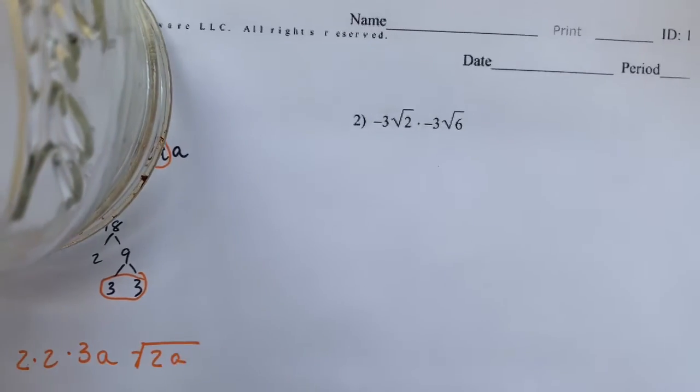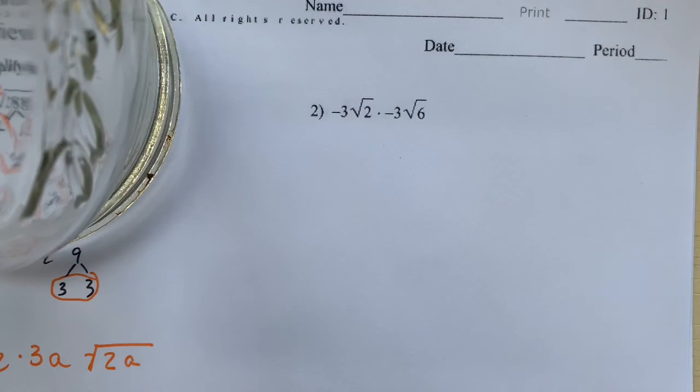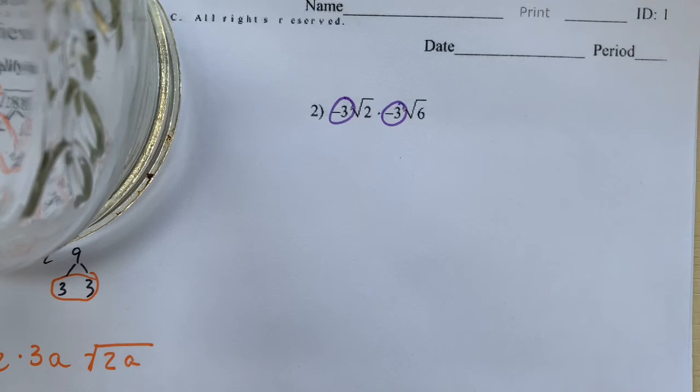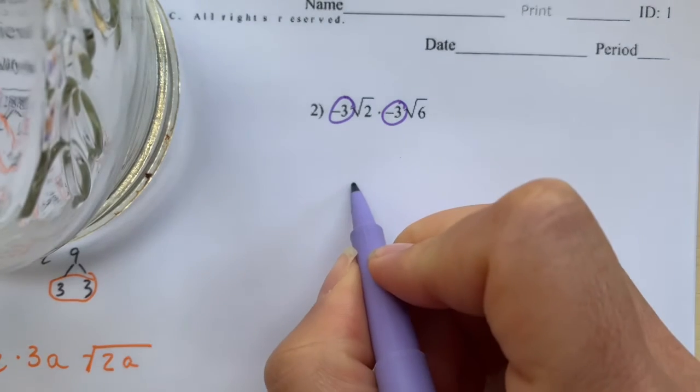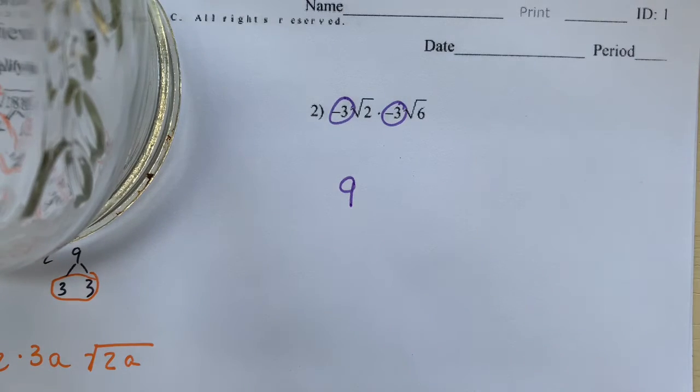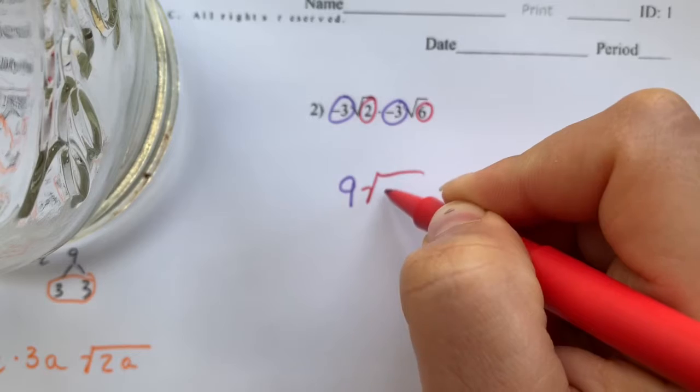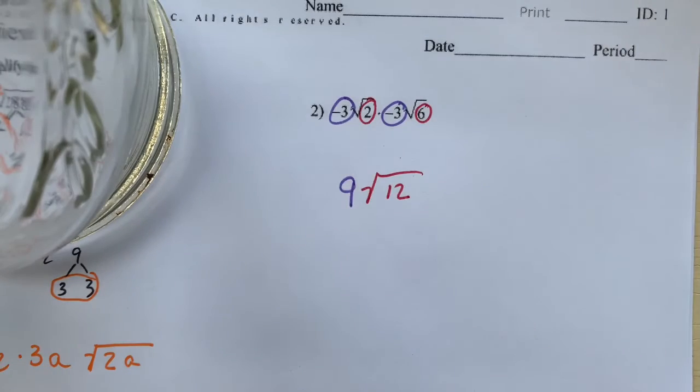Let's look at number 2. For number 2, we are multiplying. So when we multiply, we're going to multiply our outside numbers, our -3 and our -3. -3 times -3 is 9. And then we multiply our inside numbers, our 2 and our 6. So we're going to have the square root of 12. The last thing that we need to do is simplify 12.